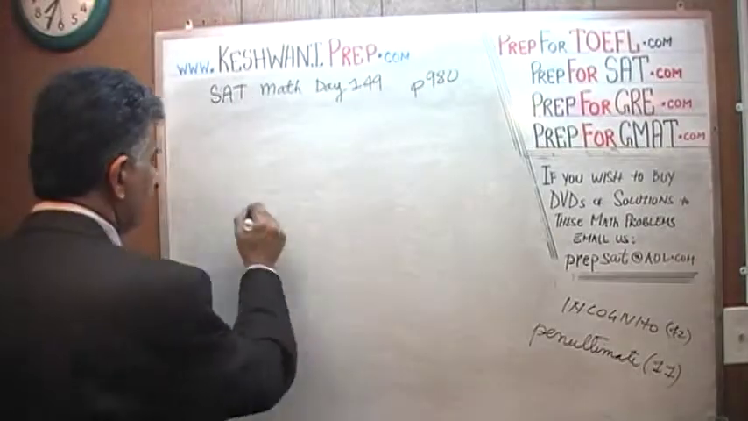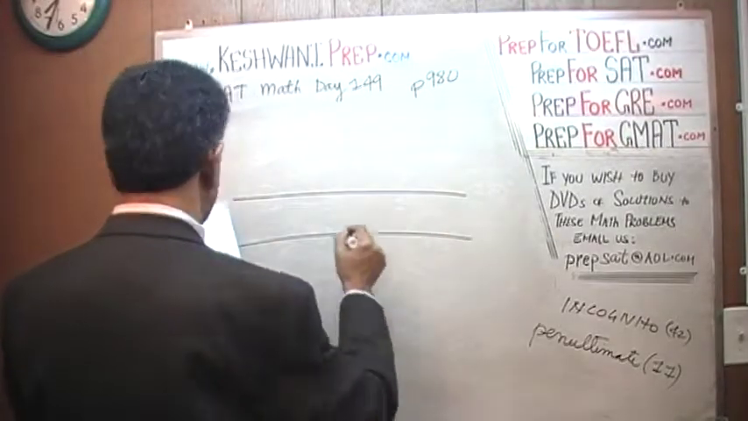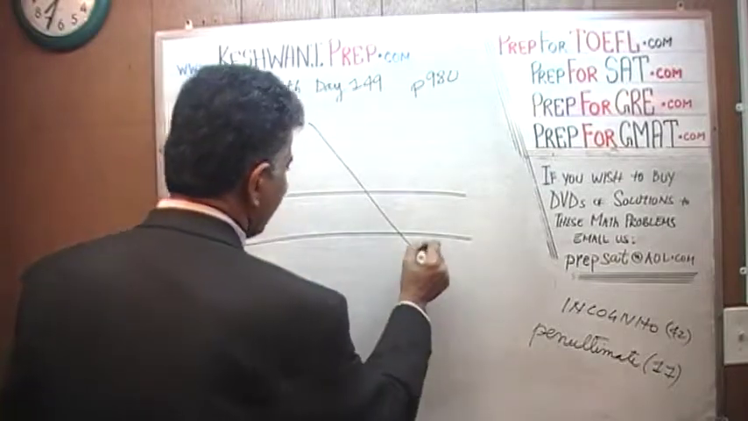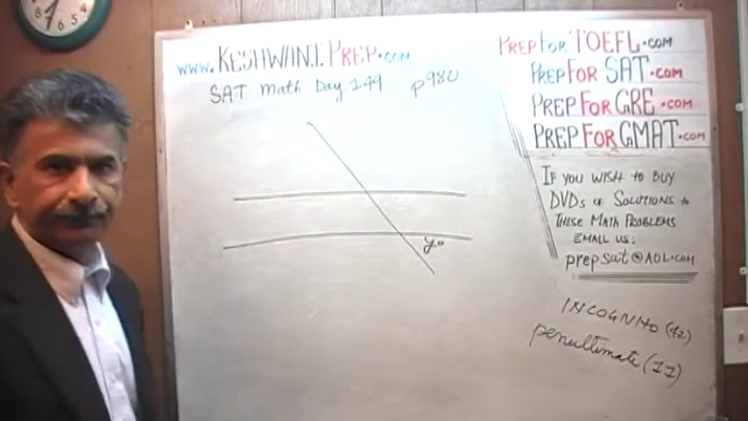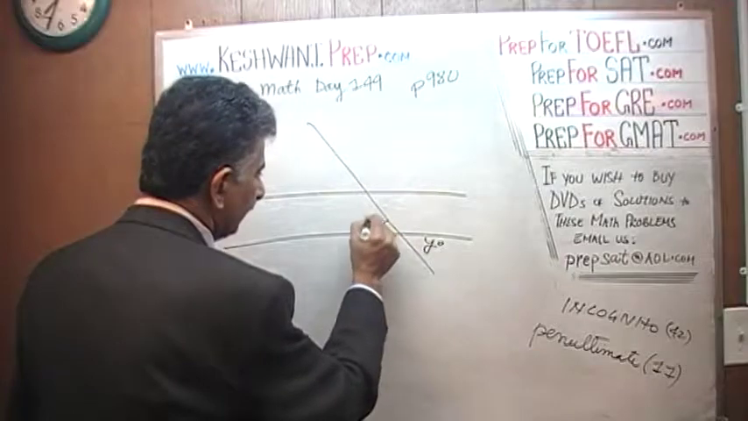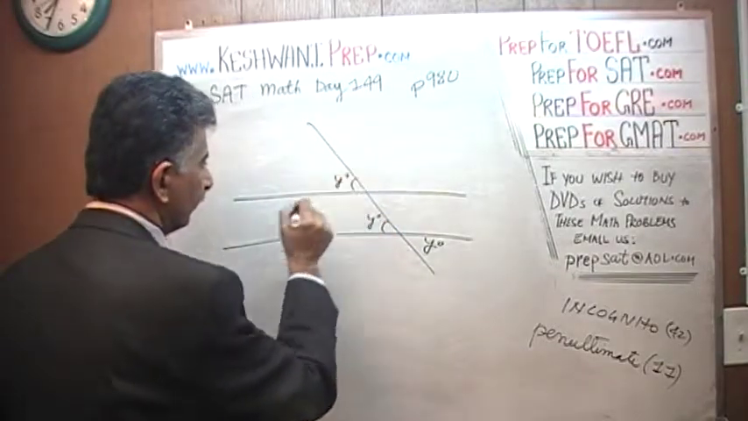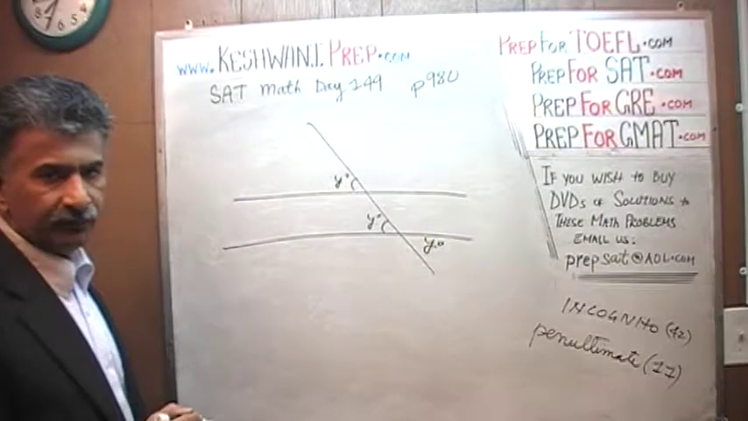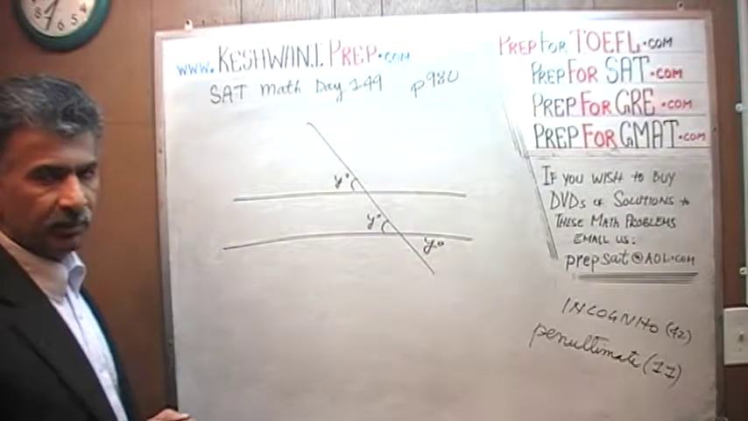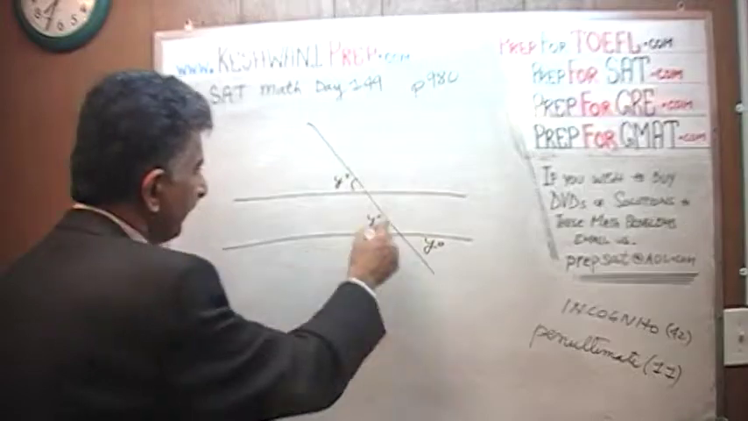In the next question, they are giving two parallel lines, and here's another line, and we are told that this is y degrees. If that's y degrees, then so is this one. And if this is y degrees, then so is this one. This is also y degrees. They are all the same. This is what it means for two parallel lines to be intersected by a third line.